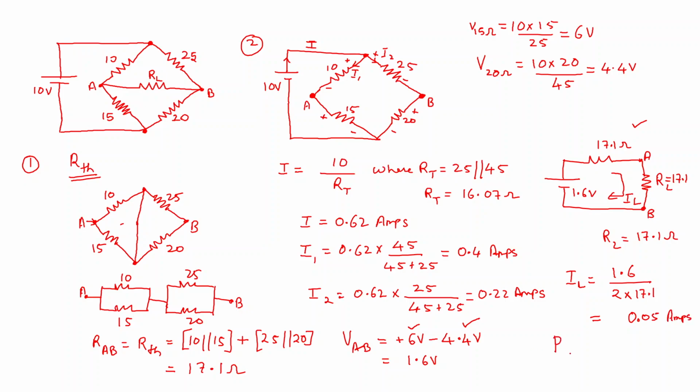So power dissipated in the load resistance RL, that is 17.1 ohms, is I square, that is IL square, into RL. So you have to square this and multiply it with RL, which you will get as 0.04 watts. This is the power dissipated in the load resistance.